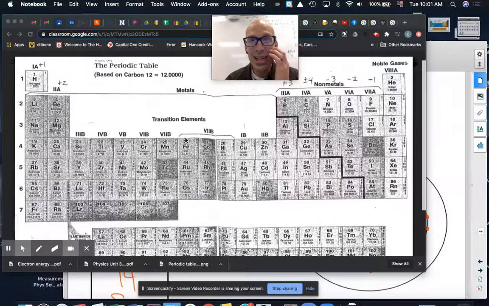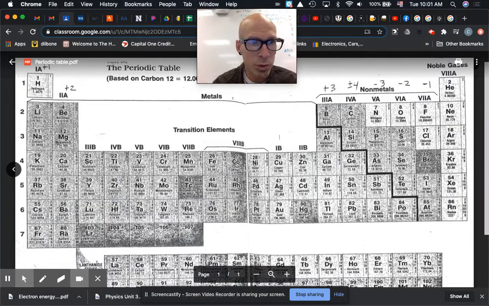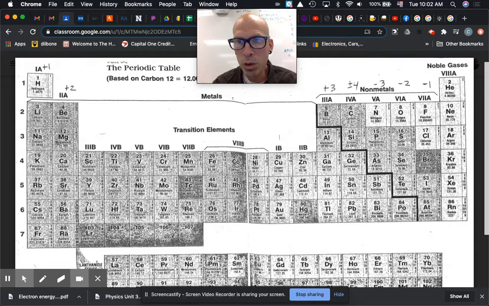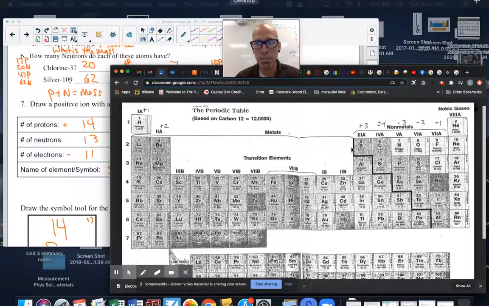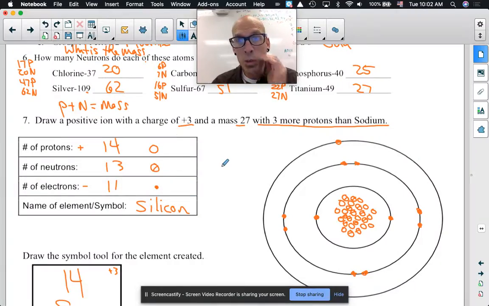So if we look at the table, 3 more than sodium. Well, sodium's right here. So 1 more, 2 more, 3 more protons. So 11 to 14, 3 more protons than sodium is silicon. It has to be the answer, silicon. Now, we know that silicon is number 14, so that tells us, since the atomic number is 14, that means we have 14 protons.